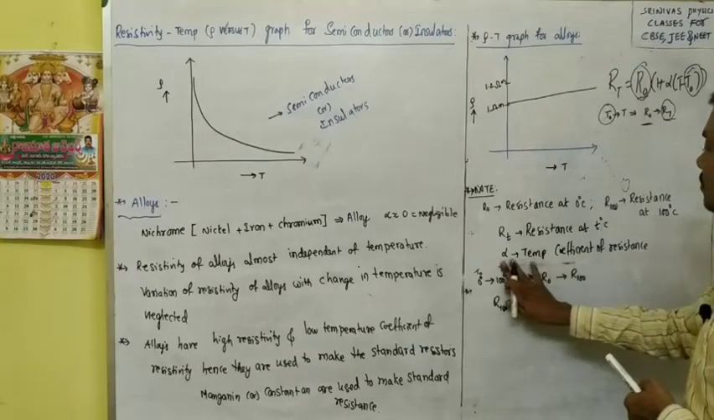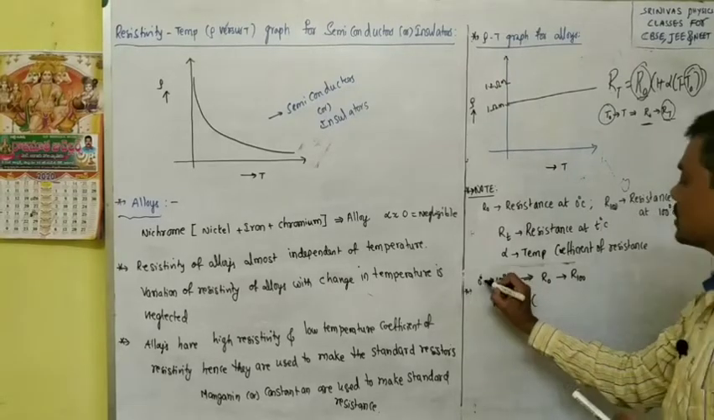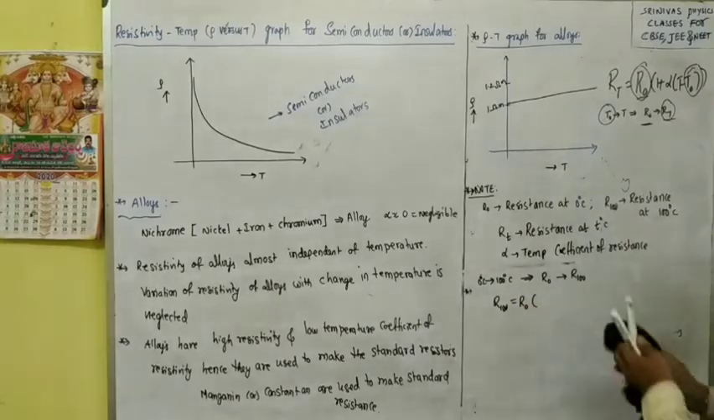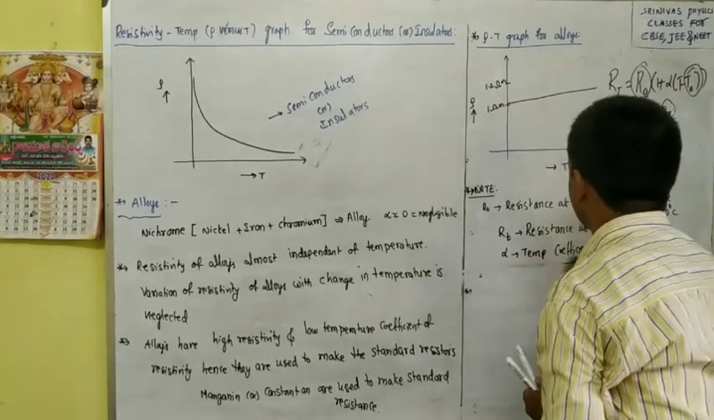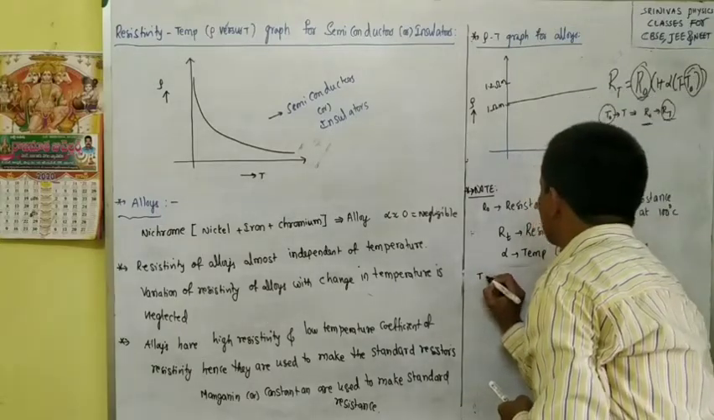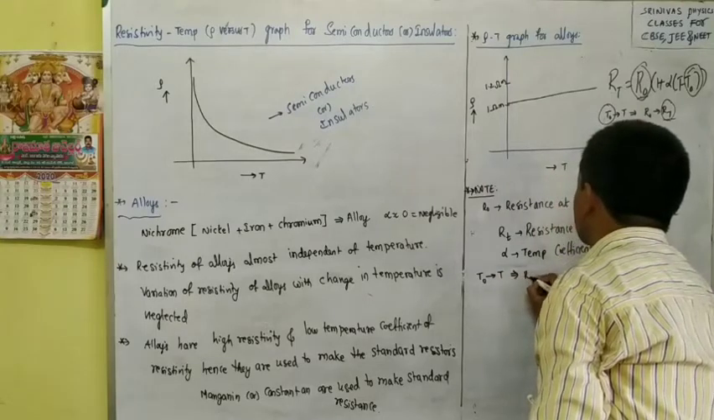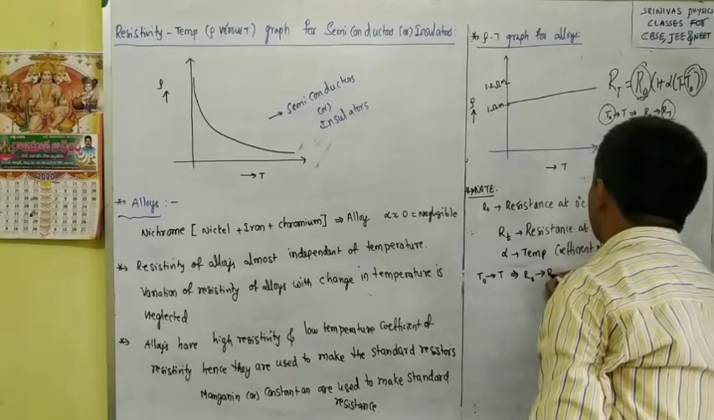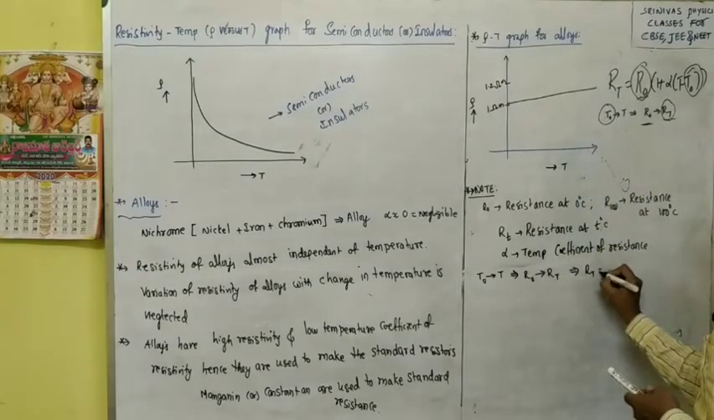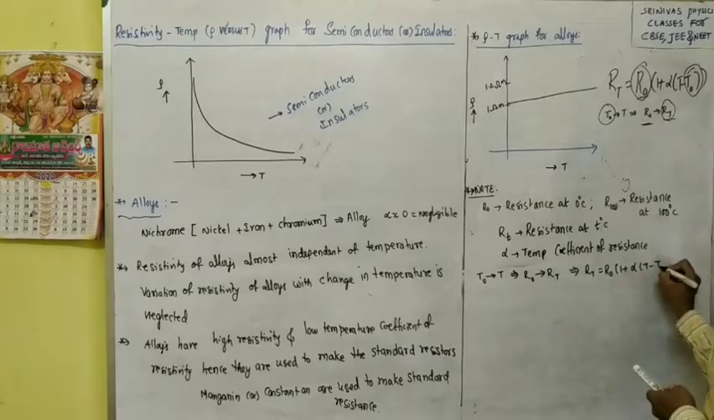Similar to that we have to write. And here R100, temperature changes from 0 degree Celsius to 100 degree Celsius. First I will write one formula. When temperature changes from T0 to T, the resistance changes from R0 to RT, then the RT formula is R0 into 1 plus alpha into T minus T0.